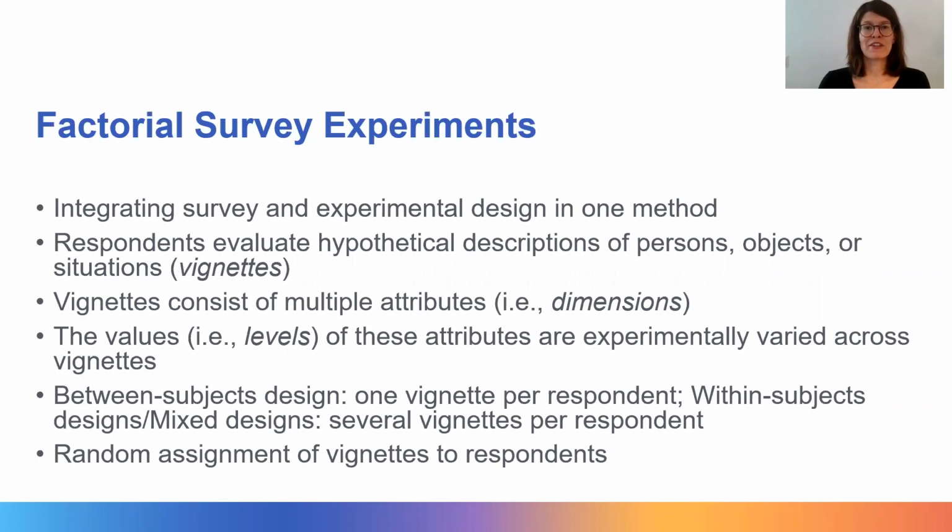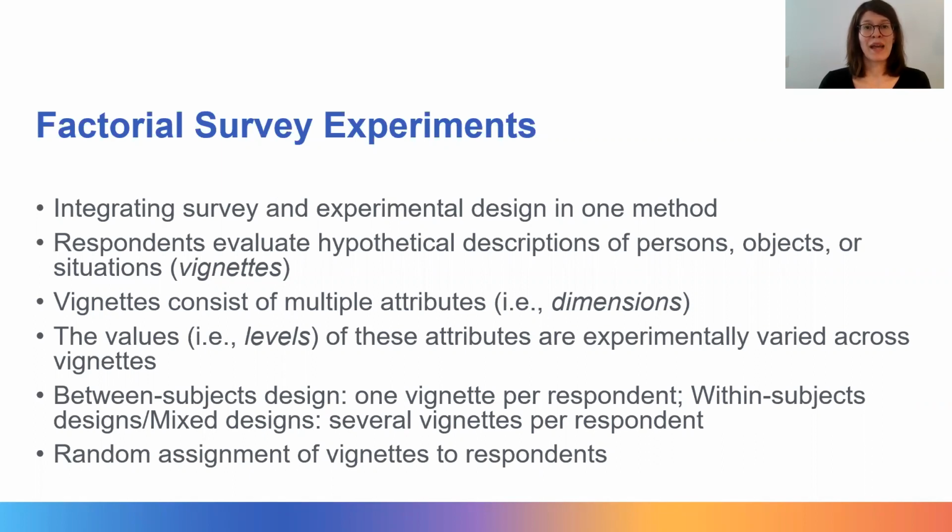The main idea behind factorial surveys is to present survey respondents with stimuli that resemble real-world evaluations. The method makes use of hypothetical descriptions of persons, objects, or situations called the vignettes. These vignettes are evaluated by respondents in a standard survey. For example, a vignette might describe job candidates who are applying for a given job. The vignettes vary in the values of multiple attributes.